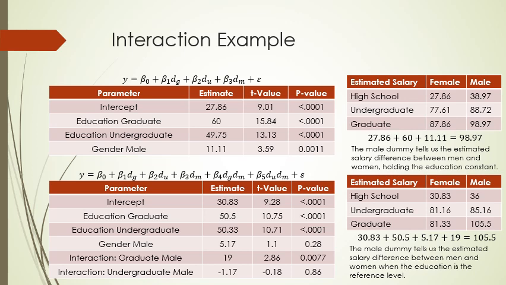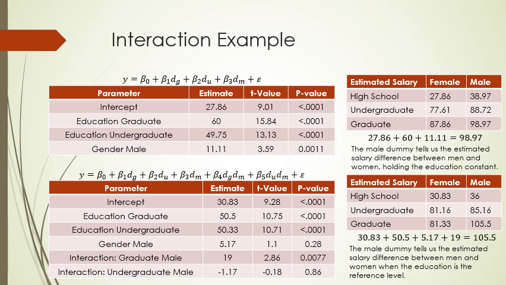The second model is the linear regression including two interaction terms, dg multiply dm and du multiply dm. We may also estimate the salary based on the model with the interaction terms. For example, the average estimated salary of men with the graduate education is $105.5 thousand at the sum of 30.83 from intercept plus 50.5 from graduate dummy plus 5.17 from male dummy plus 19 from interaction of graduate and male.